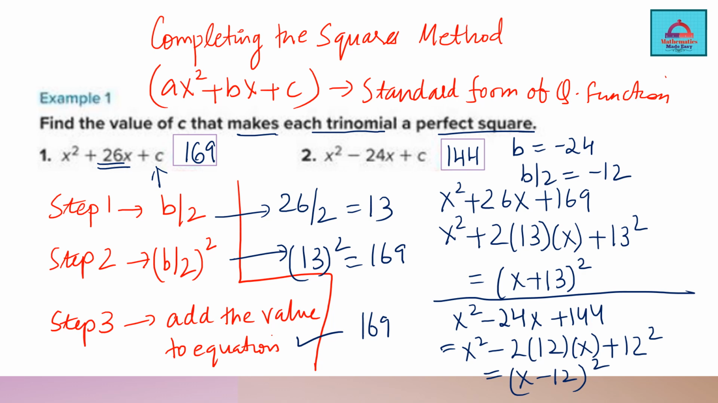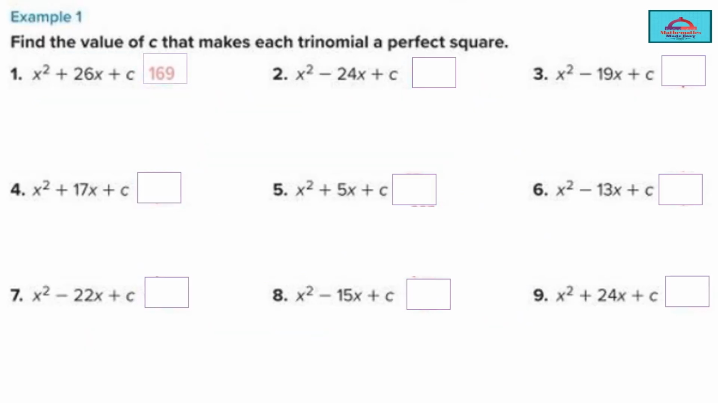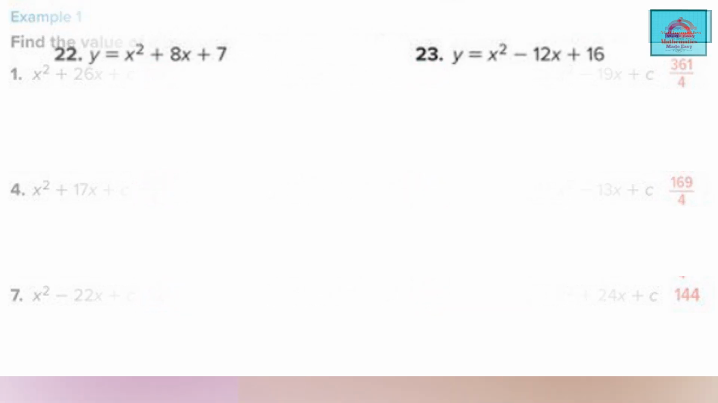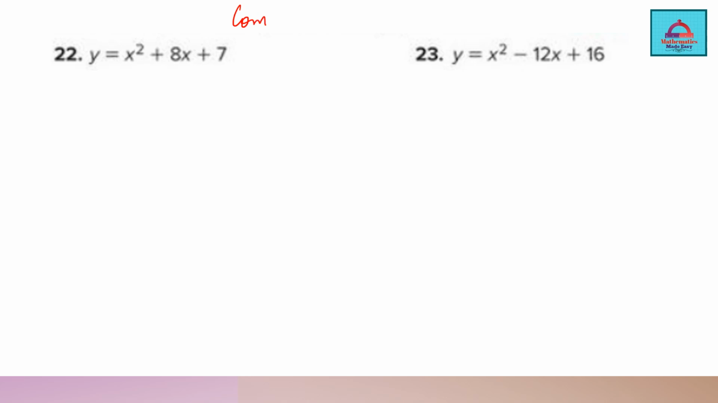Let's check your answer and look at the answer key. So in a similar way, you can solve all other questions. This is the answer key for all the questions number 1 to 9. Please check your answer and let me know in comment section what answers you got correct. So let's solve these two questions. We are going to use completing the squares method to write them in the vertex form for the parabola.